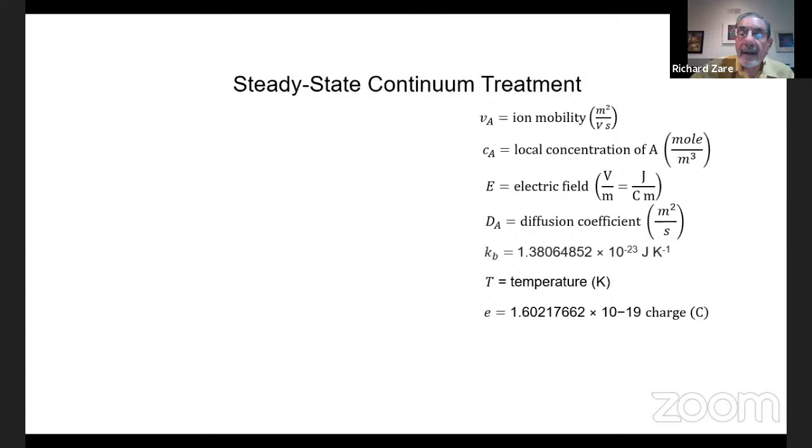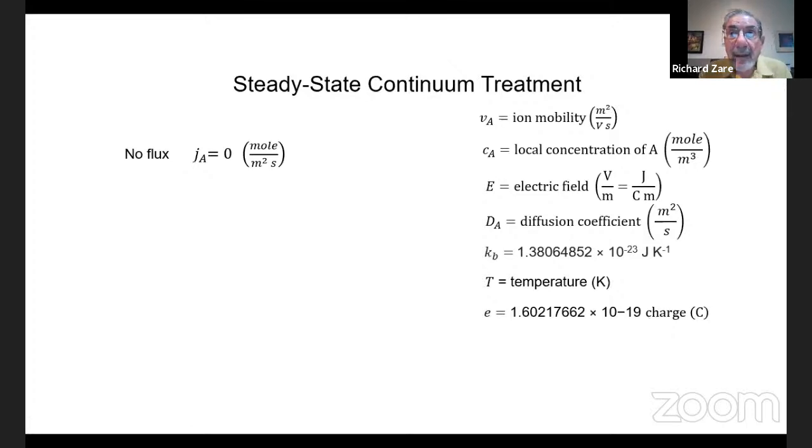on the left, the ion mobility, so species A, the local concentration of A in moles per cubic meter, the electric field, which would be volts per meter in this, the diffusion coefficient, the Boltzmann constant, temperature, and the charge of an electron. This should be a superscript. I see there, I should now make that 10 to the minus 19 charge. I'll have to fix that in the future. Okay, and here we are.